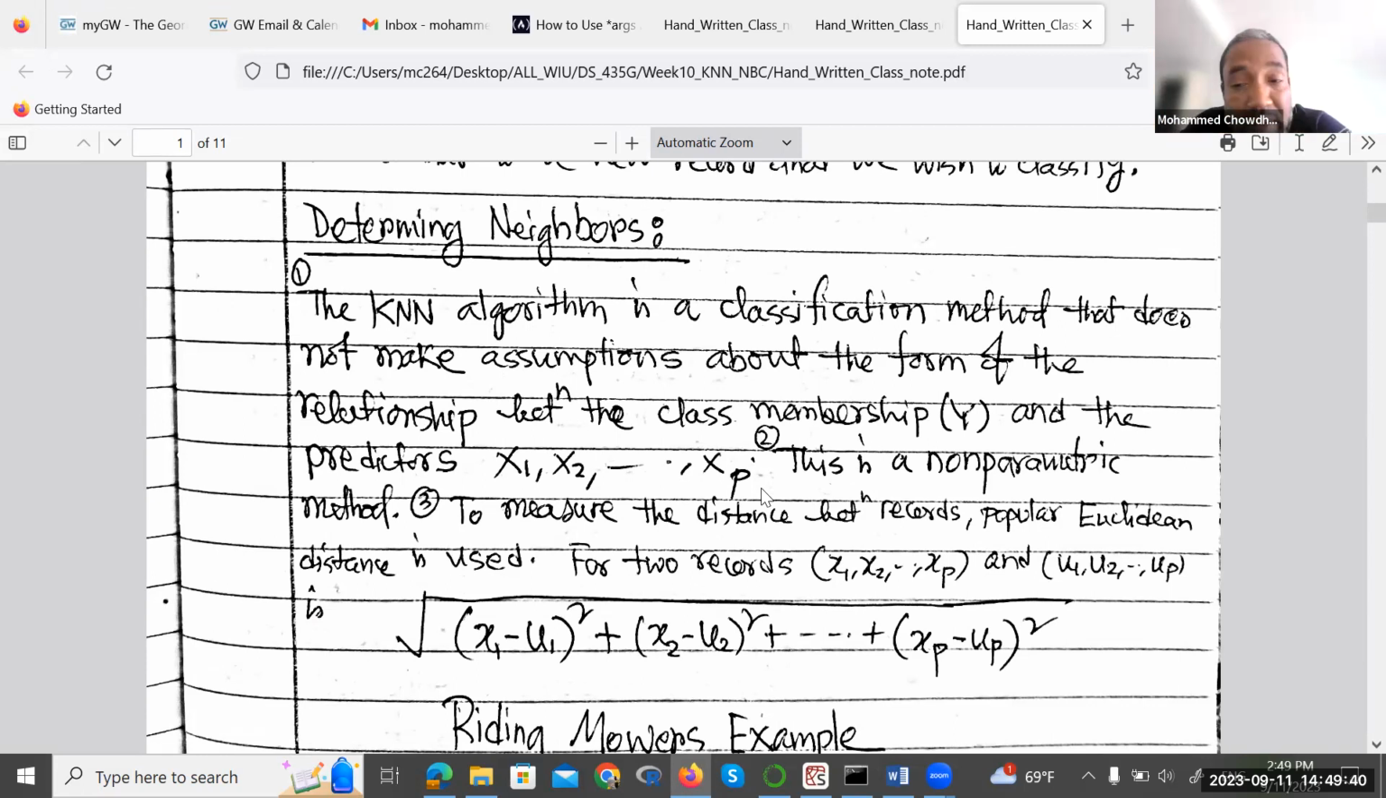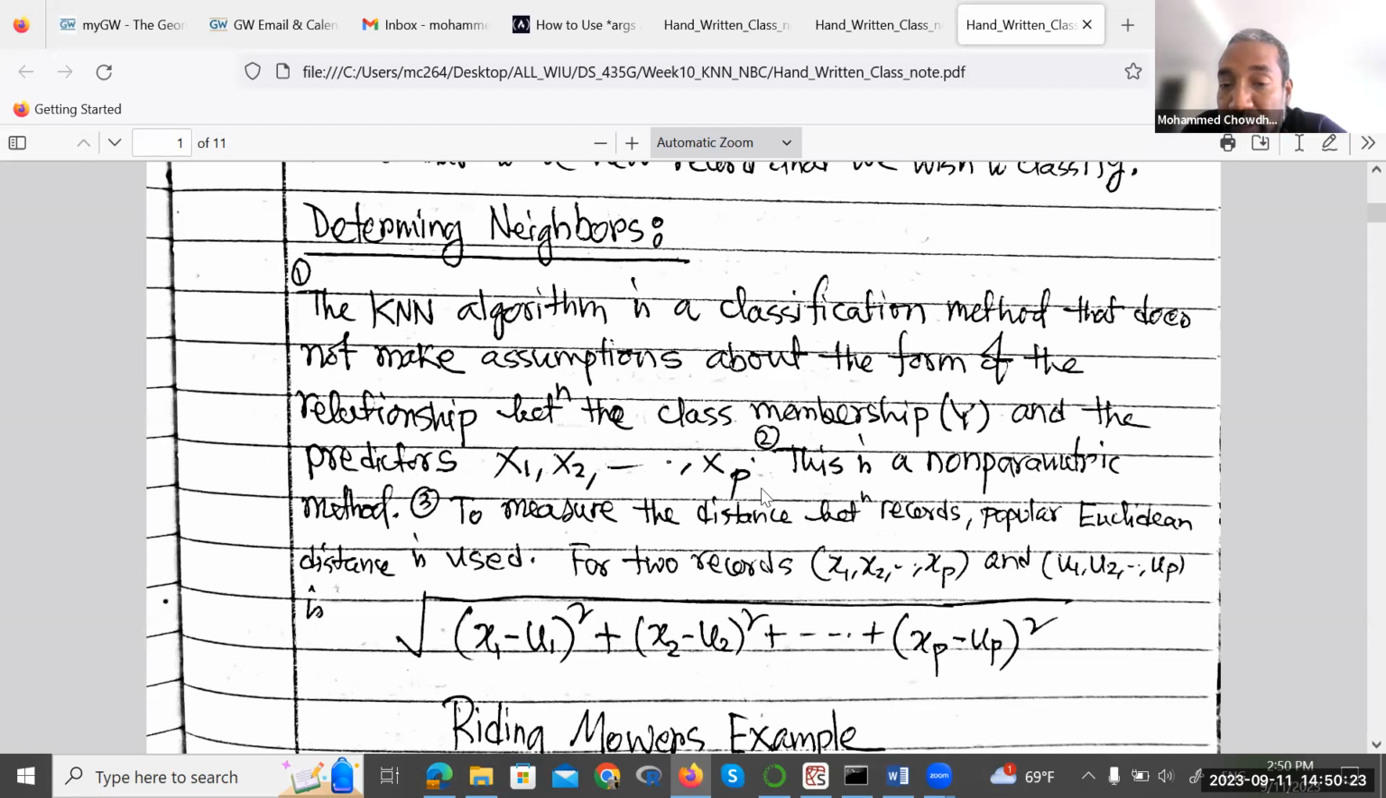The KNN algorithm is a classification method that does not make assumptions about the form of the relationship between the class members and the predictors. Like in simple and multiple regression, we have Y, which follows a linear trend, and X1, X2, up to Xp are the predictors. So we already assume that Y follows a linear model. But in classification, we do not assume anything about the parametric form of the relationship between the response variable and the predictor. So this is a non-parametric method, because there is no parametric form for the assumed relationship between predictor and response variable.